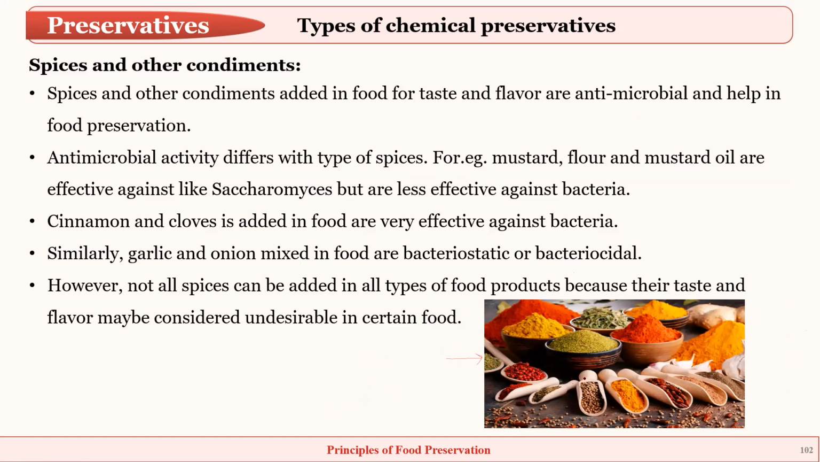Preservatives that are commonly used in India are spices and condiments. So you see chili, curcumin, turmeric, chili powder, then coriander powder, jeera powder, and clove, and so many, black pepper and others. Spices and other condiments that are added in food for taste and flavor are antimicrobial, and they help in food preservation. A very good example is pickle. Pickle is added with a lot of spices, especially chili and turmeric.